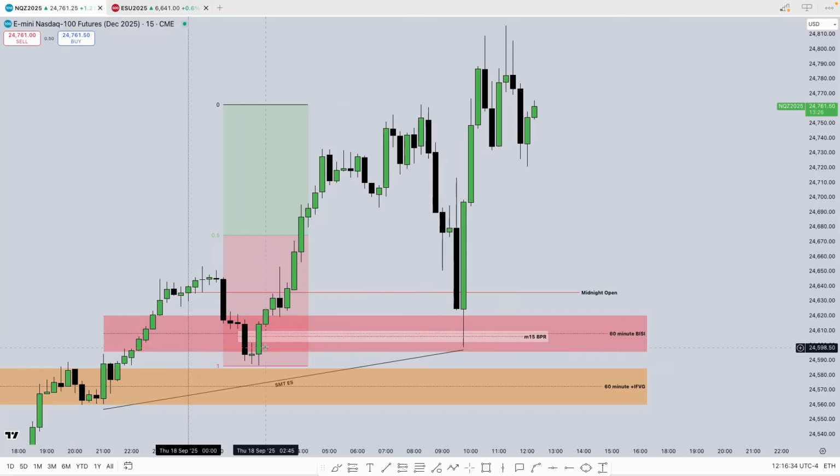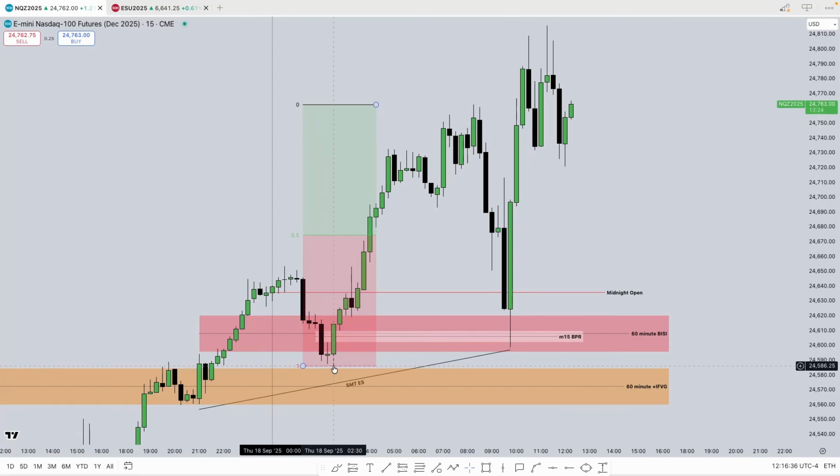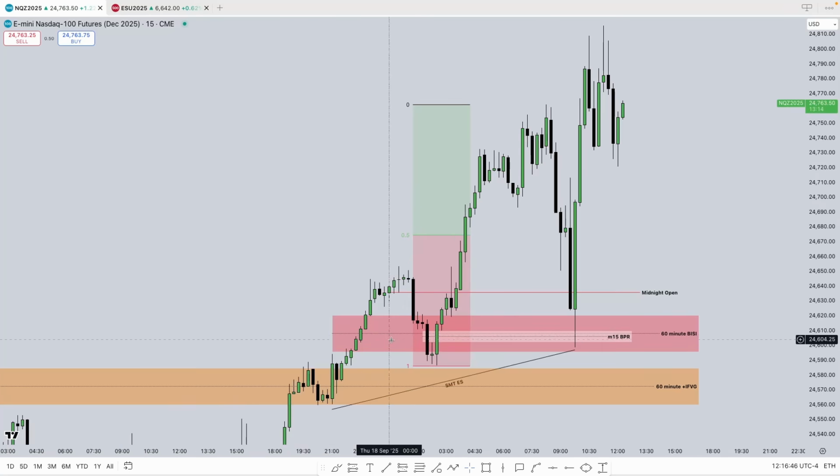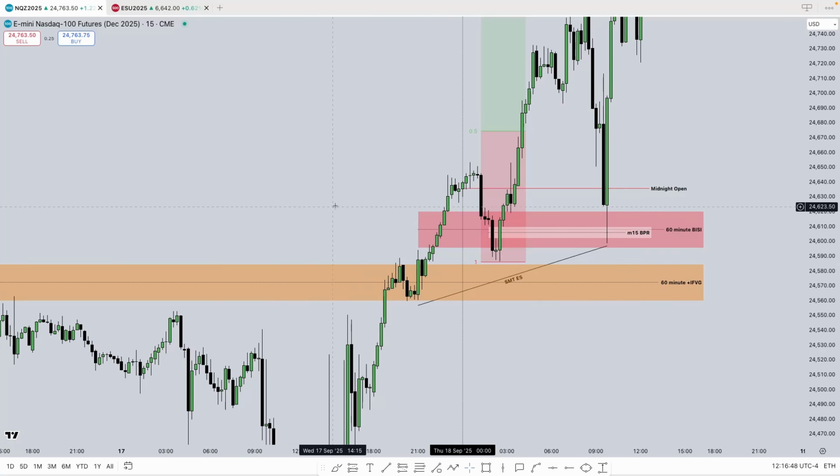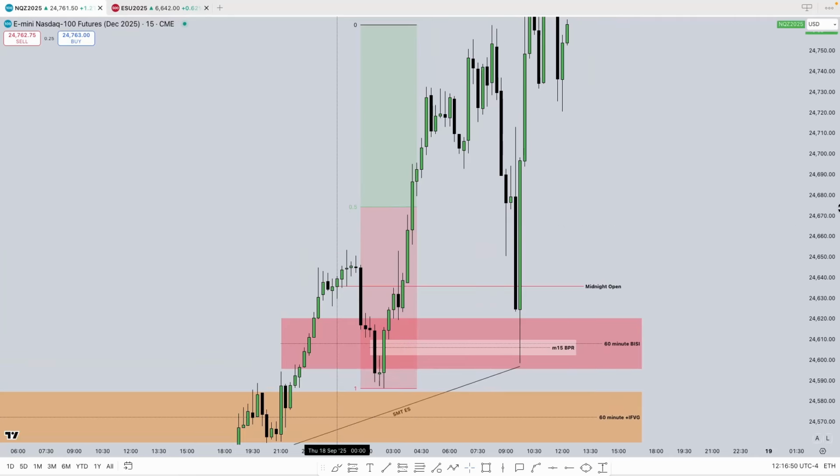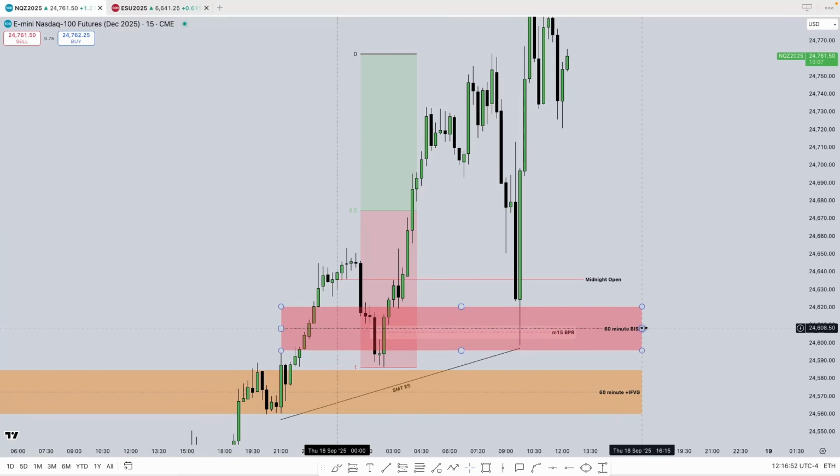As we look into the 15-minute chart, we have this range low and this range high. Price retraced back into the discount of this range, reacting on the balance price range. So now on the balance price range, what do we have? We have price reacting into that 60-minute BC and also the balance price range. So this could only mean price to continue higher.